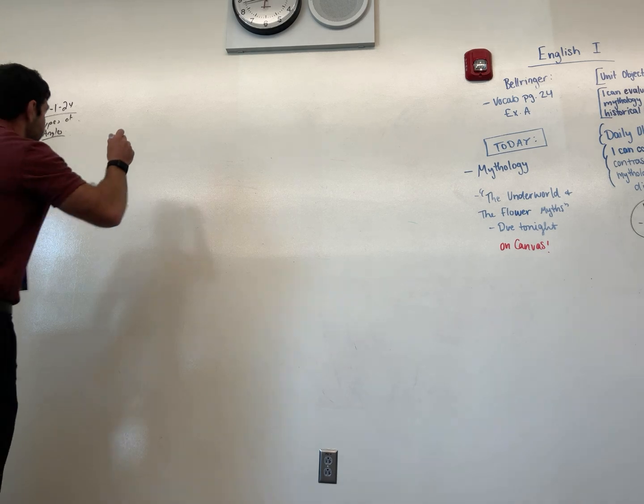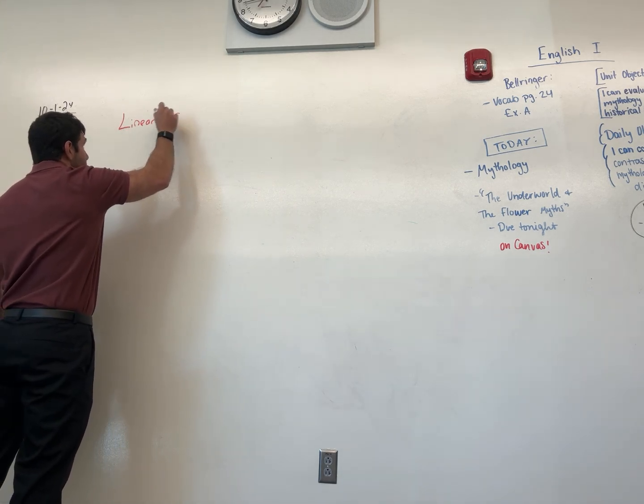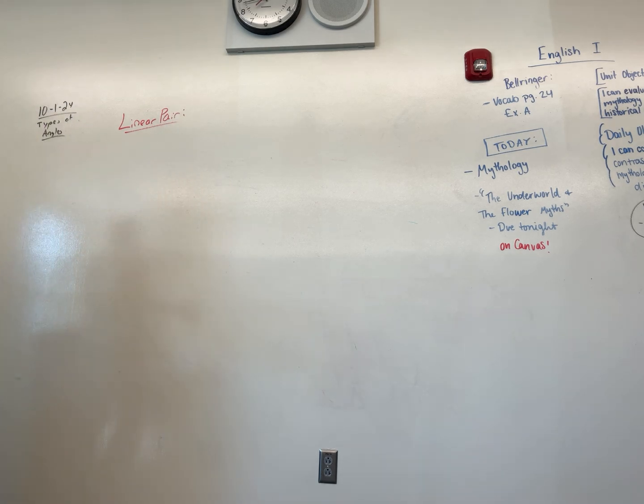But we are talking about types of angles. The first type of angle that we're going to learn about is a linear pair. And you should already have these in your notes. If you already have this, that's fine. Find it and just say, okay, cool.